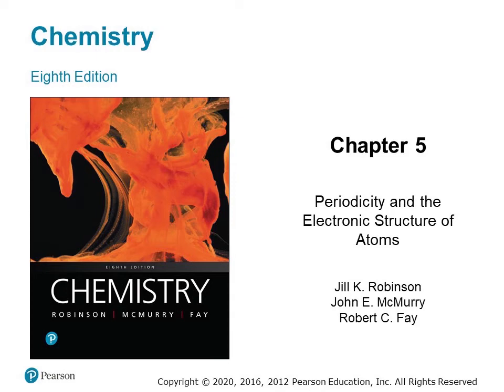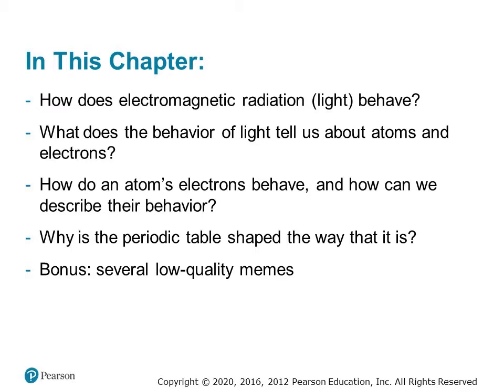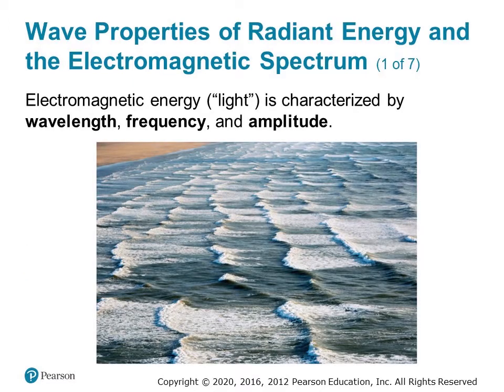Welcome to Chapter 5, Periodicity and the Electronic Structure of Atoms. In this chapter, we're going to consider a few interrelated topics, such as, how does light behave? What does the answer to that question tell us about atoms and electrons? How can we describe the behavior of electrons in atoms on this basis? And, why is the periodic table that weird shape? Let's start with that first question, how does light behave?